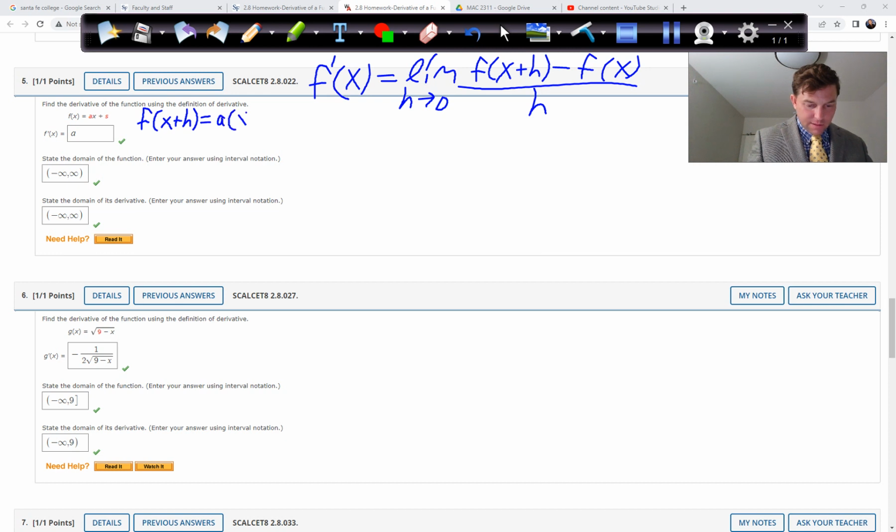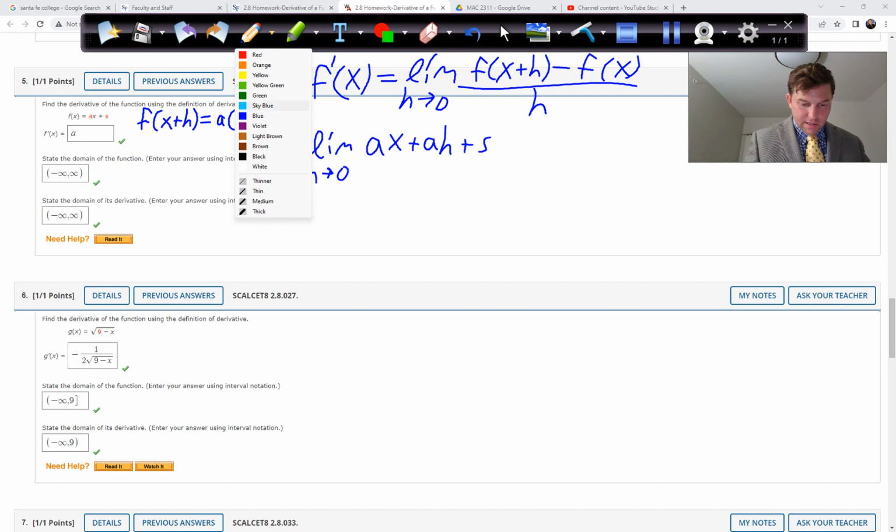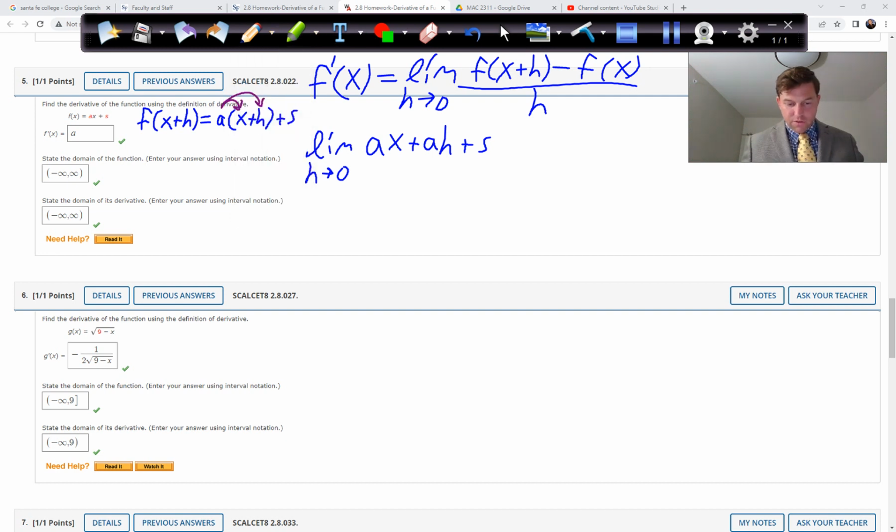It's a times x plus h plus s. So plugging this into the derivative definition, we would get ax plus ah plus s. All I did was distribute this a and get those two terms, plus the s minus f of x, which would be minus ax minus s, all over h. And we're going to get ax to cancel ax, s to cancel s.